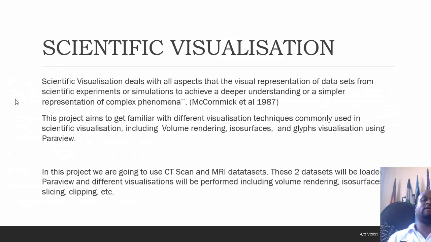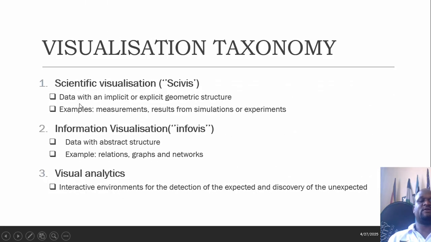We're going to focus on scientific visualization, which deals with the visual representation of data sets from scientific experiments or simulations to achieve better understanding or simpler presentation of complex phenomena. Let me go back a bit. So scientific visualization is data with implicit or explicit geometric structure. For example, measurements, results from simulations or experiments, anything that has real physical attachment.